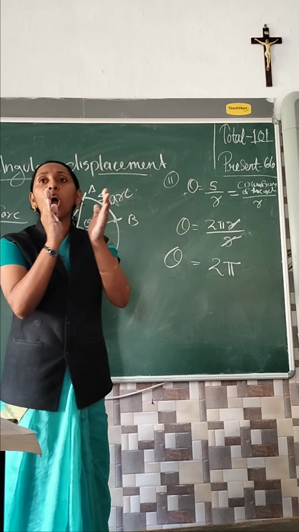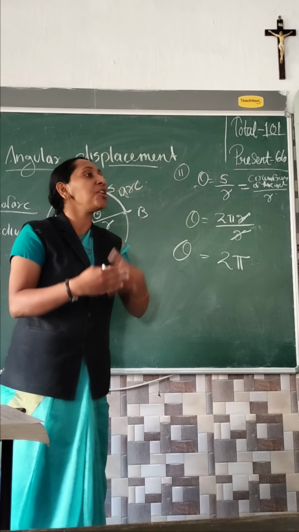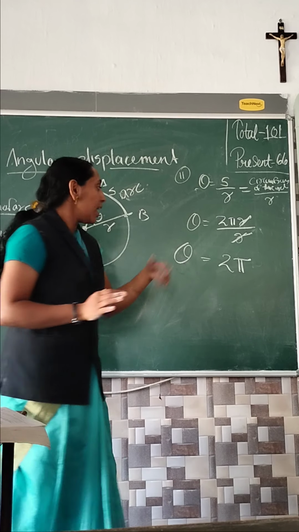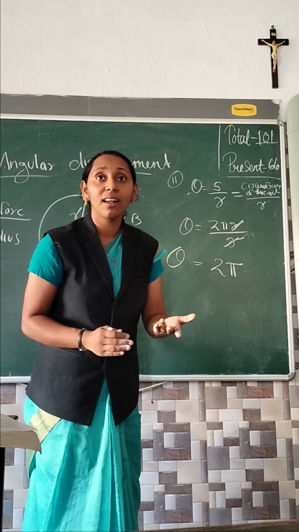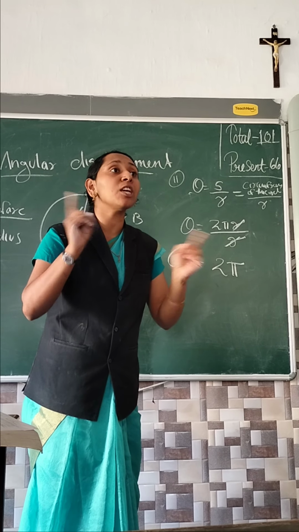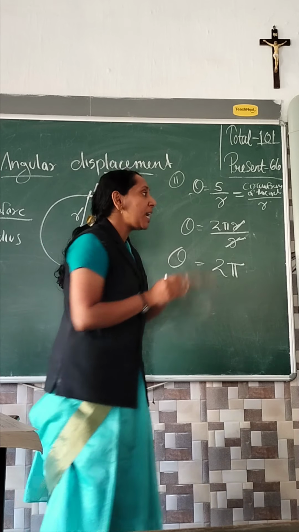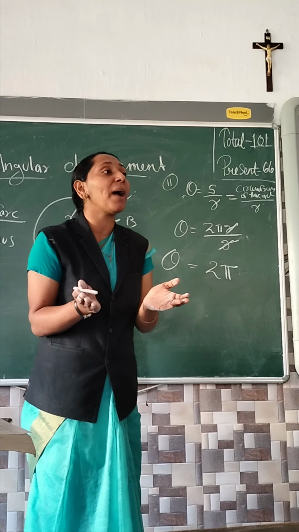This theta is measured in degrees. You know angles are measured in 360 degrees, 270 degrees, 20 degrees. And 2 pi, in this equation, is called radian. So two types of angle measure are being compared here: theta in degree, 2 pi in radian.